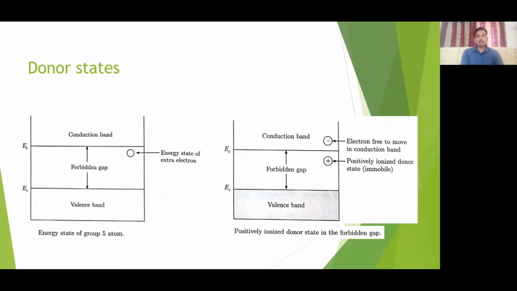So basically that electron exists over there. This is the valence band, this is the band structure. This is the valence band and this is the conduction band, which is separated by the forbidden energy gap. So here you can see the energy state of the extra electron which exists in the forbidden energy gap, which is very close to the conduction band. So the existence of such an extra energy state makes it possible for this extra electron to easily jump from its energy state to the conduction band because it lies very close to the conduction band.